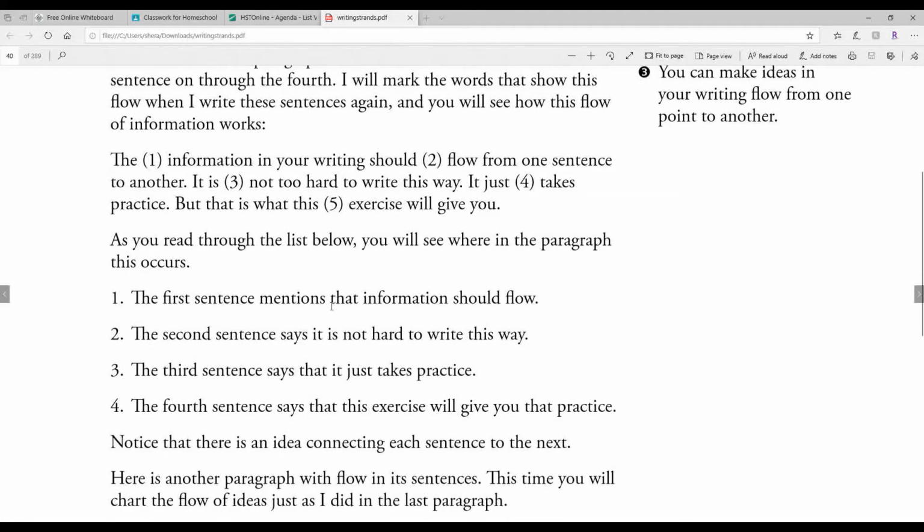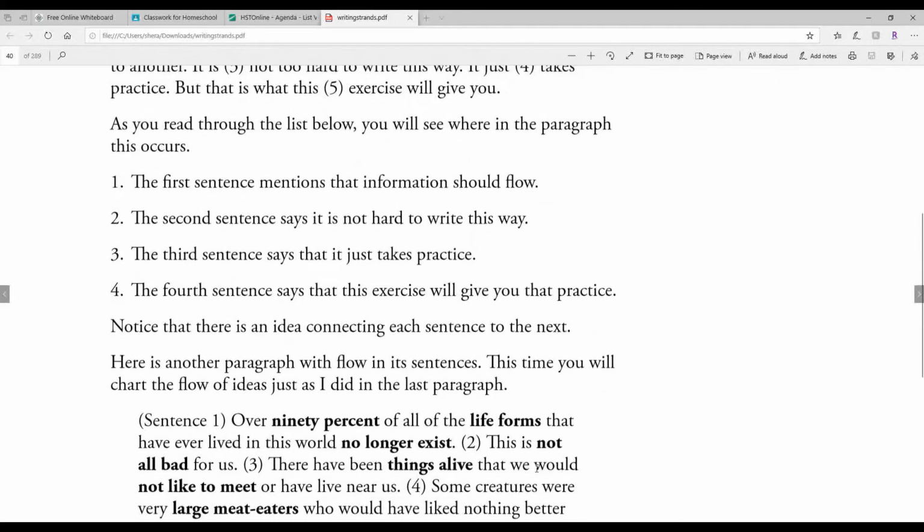So the first sentence mentions that information should flow. That's what the first sentence says, right? The second sentence says it's not hard to write this way. The third sentence says that it just takes practice. The fourth sentence says that this exercise will give you that practice. Notice that there's an idea connecting each sentence to the next.